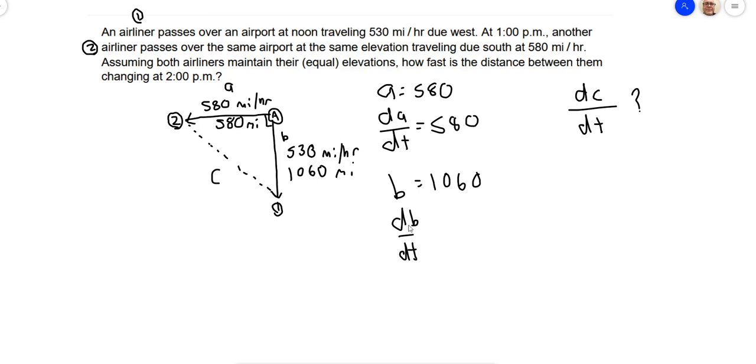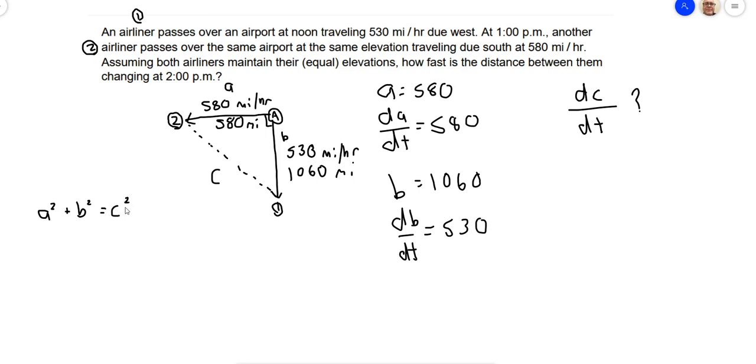That's the derivative of B with respect to time, and that is going to be 530. All right. Now, the way we link all of these together, the easiest way, I think, would be through the Pythagorean theorem. So that is going to be a squared plus b squared is equal to c squared.